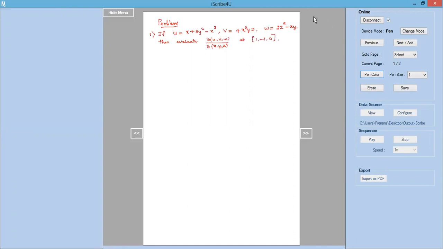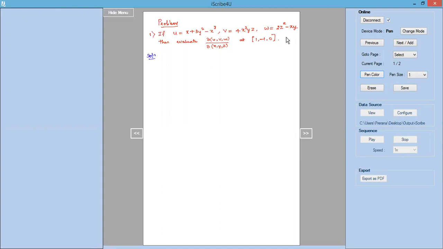We need to obtain the Jacobian of u v w with respect to x y z at the given point, that is 1, minus 1 and 0. Given the functions u v w, first we will find out the partial derivatives with respect to x, y, z respectively, then substitute in the formula for Jacobian and evaluate at the given point.